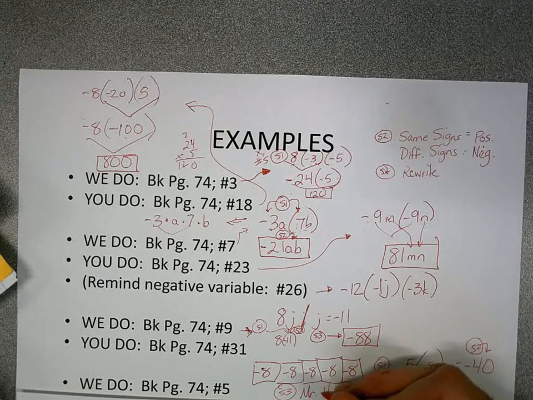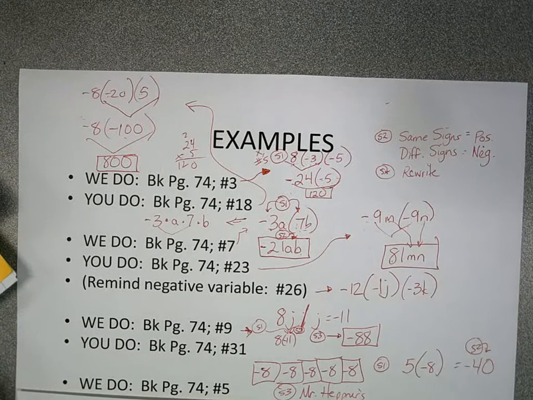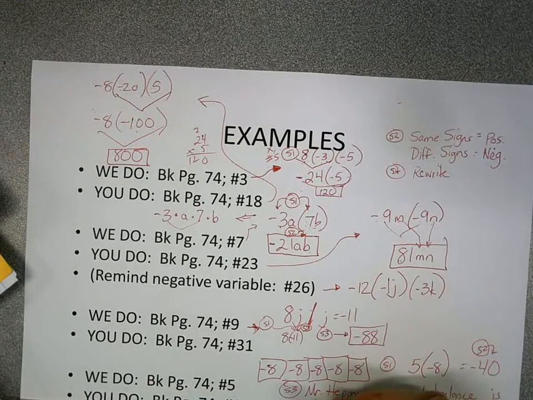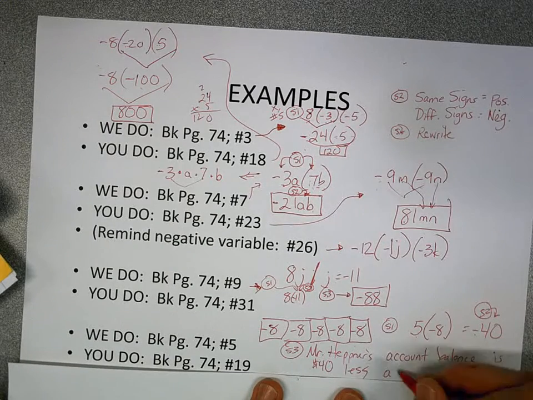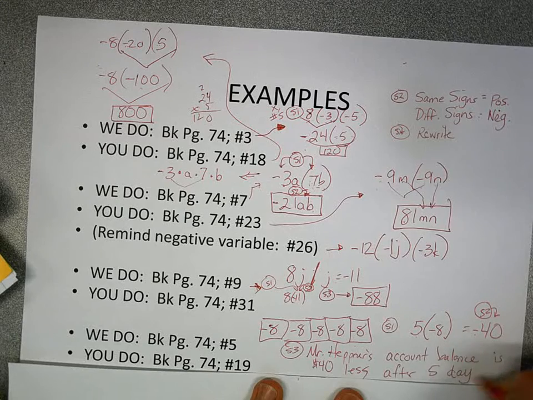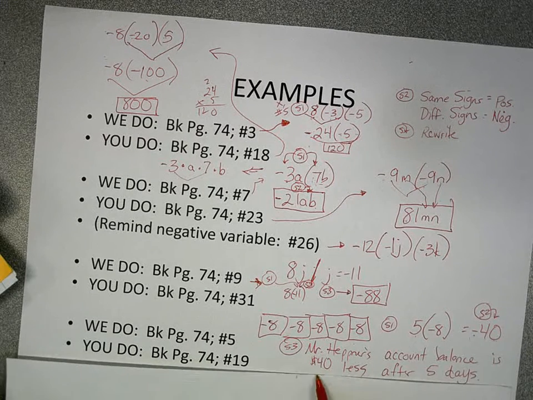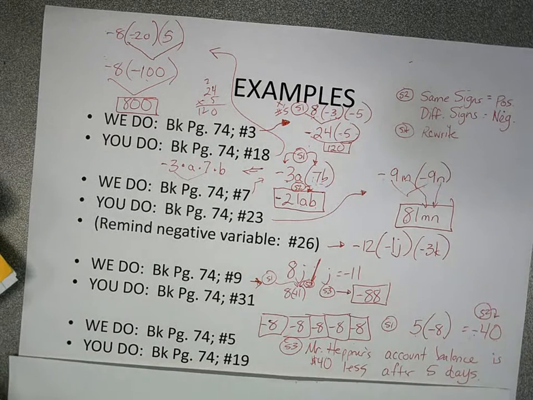Mr. Hepner's account balance is $40. Remember the negative, so $40 less. Oh, sorry. $40 less after 5 days. That would be one example. You do have to explain what the 40 is and what the negative stands for. In this case, $40, the negative is the less. $40 less after 5 days. So that's step 3. Don't forget your interpretation. Any questions on that? All right, guys. Multiplying integers.